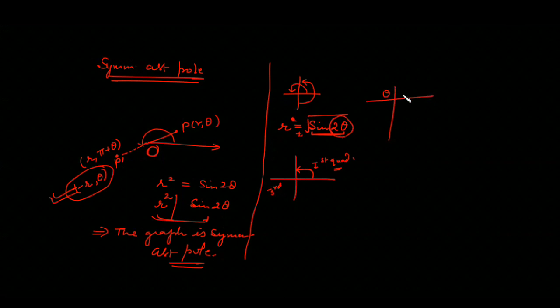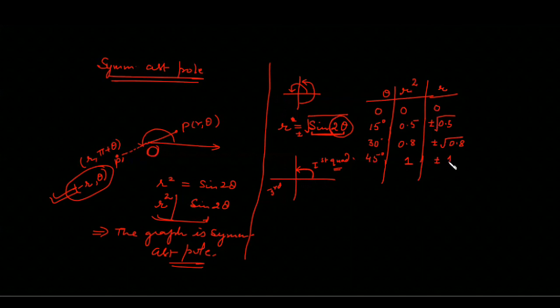So it is sufficient to consider theta from 0 to pi by 2. So now you choose theta from 0 to pi by 2. Now just see what is the value of r. When you take theta as 0, r square is 0 and r is 0. When you choose theta to be 15 degree, r square will be sine 30 degree. Sine 30 degree is half, which is 0.5. So this is plus minus square root of 0.5. At 30 degree, the angle is sine 60. At sine 60, the value is root 3 by 2, which is 1.73 by 2, which is 0.8 approx. So this is plus minus square root of 0.8. At 45 degree, it will become 90 degree. Sine 90 is 1. So this is plus minus 1.